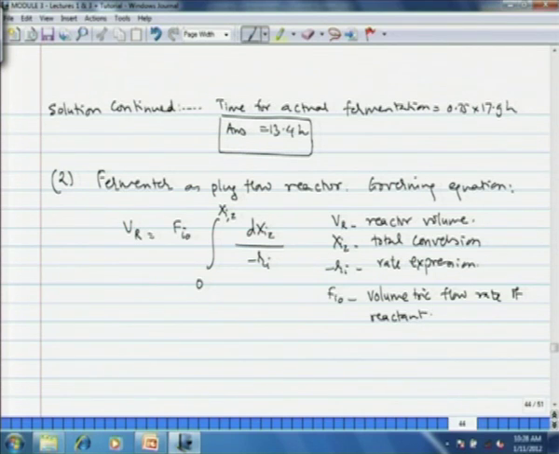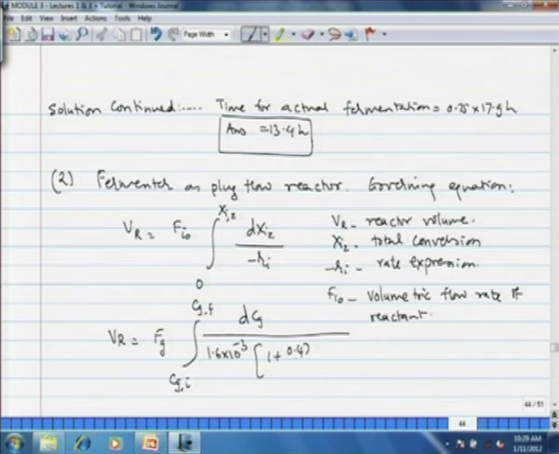Now, again volume is going to remain constant. So what we do is convert this conversion in terms of concentration. VR is equal to FG, because here the flow rate is that of glucose, integral from CGI to CGF, initial concentration of glucose to final concentration, dCg divided by 1.6 into 10 to the power minus 3, exactly the same thing, but with slight modification of the concentration of the microorganism.